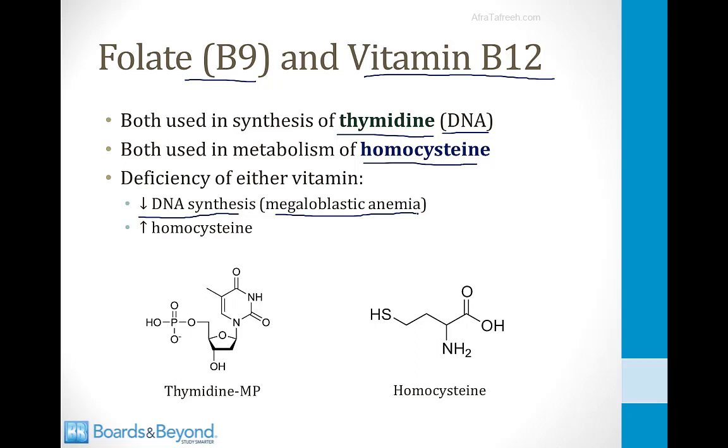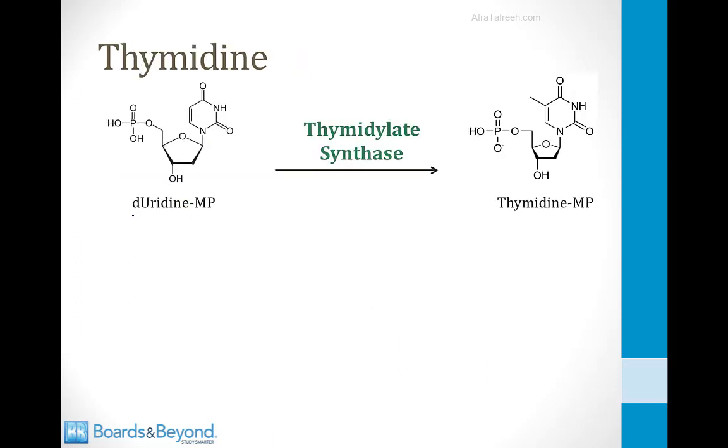And in addition, if you're deficient in either of these vitamins, you will have an increased level of homocysteine in the plasma, and that's because you cannot metabolize the amino acid homocysteine. And I've shown you on the screen here the structures of thymidine and homocysteine to remind you what they look like. Synthesis of the nucleic acid thymidine is complex and multi-layered, and it involves both vitamin B12 and folate. So we're going to walk through it slowly on this slide so that you can understand the role that the two vitamins play.